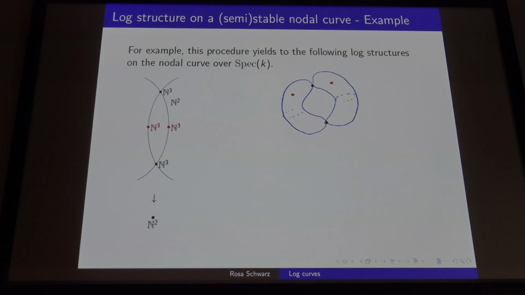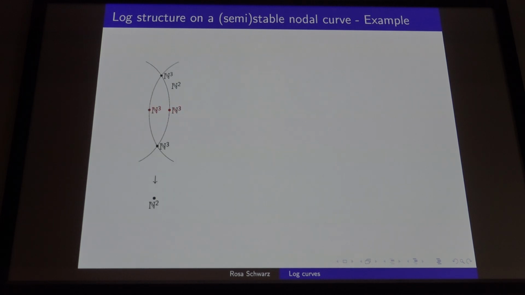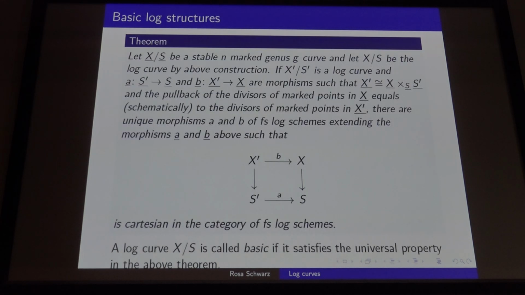But then you can make not necessarily a stable, but a nodal curve into a log curve. Yeah, this is the theorem about it being basic.